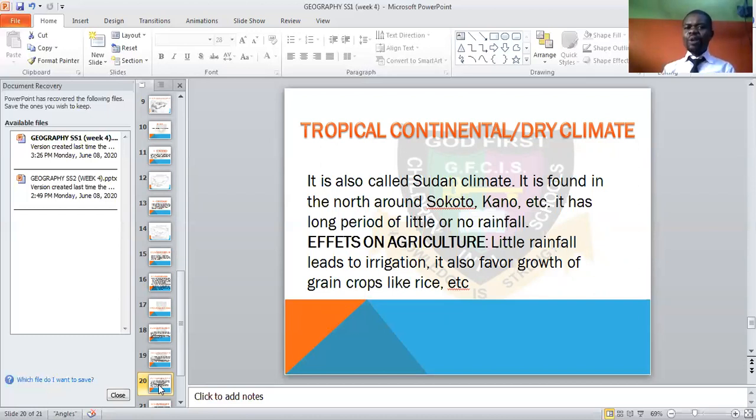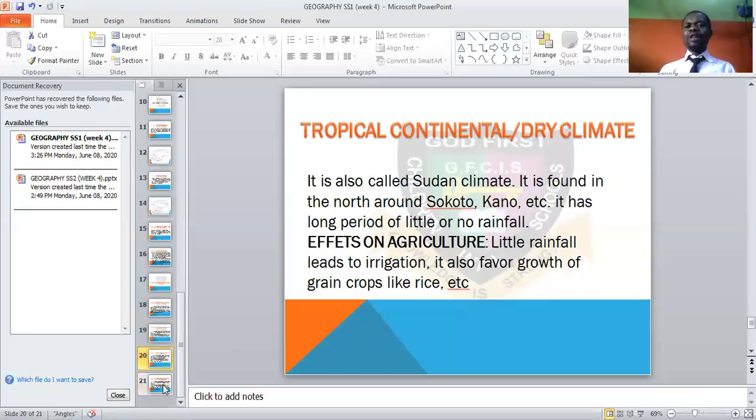Little rainfall leads to irrigation. That is an effect. There is no water, so you begin to do irrigation. You know what is irrigation? Artificial supply of water to farmland. It also favors growth of grain crops. That is an advantage too. Grain crops like rice and so many others, it favors the growth, because when rainfall is too much, it can destroy the growth of those types of crops. That is what we mean by that.